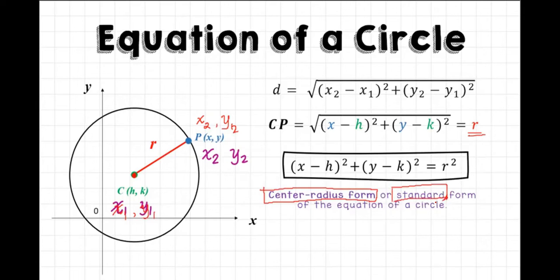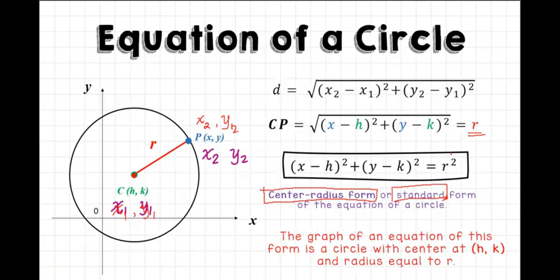Kasi from last school year napansin ko, meron pa rin mga students rather, na hindi alam ang pinagkaiba ng general form at standard form. Kapag po standard form, naka-equate sa constant. Okay? Kapag po general form, naka-equate sa 0. So, therefore, the graph of an equation of this form is a circle with center at h, k, and the radius is, of course, equal to r.